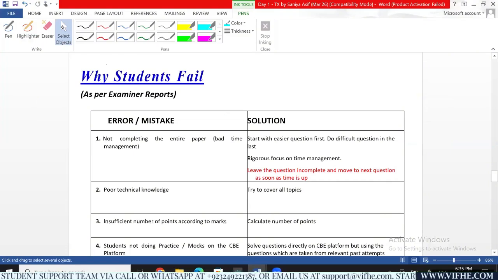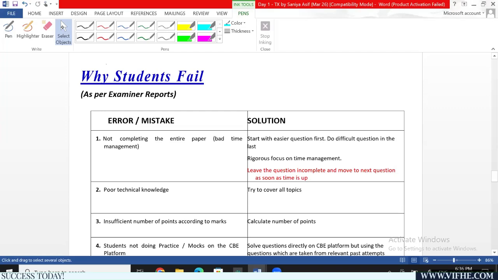So let me pinpoint a few things on why students usually fail. All those who had once failed their TX exam should not repeat the mistakes. I'll be suggesting the solution to overcome their problems as well. And whoever is going to appear in the exam for the very first time really needs to keep these points in mind so that they do not repeat such mistakes.